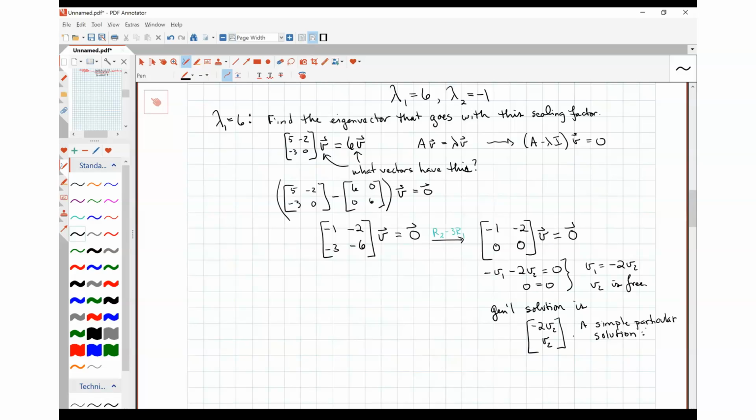So a simple particular solution is one where we can plug in anything we want, but not 0. The 0 vector doesn't point anywhere, so that's not helpful in telling us anything about the direction that we're looking for. But I think that if I set v2 equal to 1, I'll get a nice simple vector, -2, 1. And that's what I'll take as my eigenvector that's going to specify the direction that gets stretched by a factor of 6. Okay, so this is our first eigenpair.